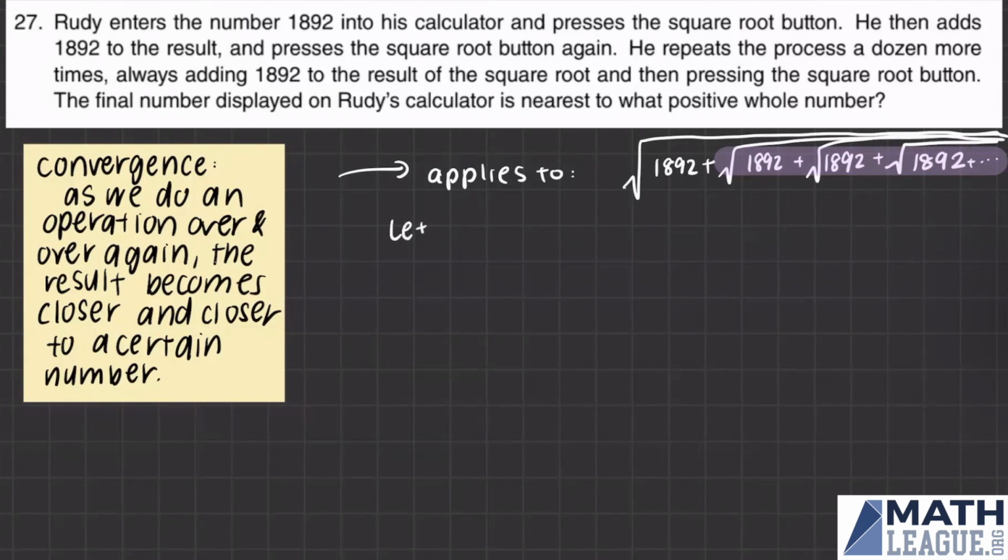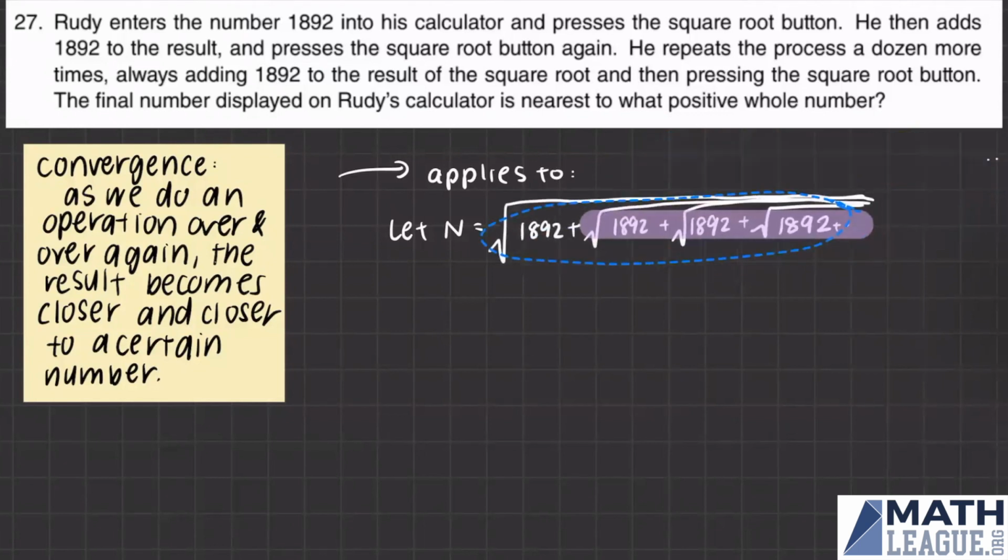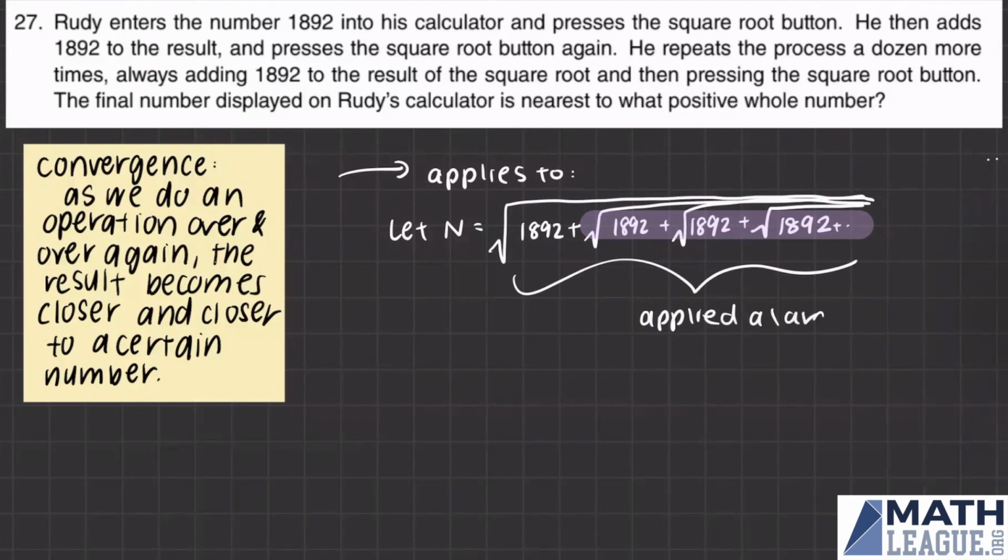Then let n equal the number we drew. If we let n equal this number, where we apply the operation a very large amount of times, then when we apply the operation one more time, it's not going to significantly change the number. Therefore, we can write that the square root of 1892 plus n is equal to n, where the left side is the operation applied one more time to n.